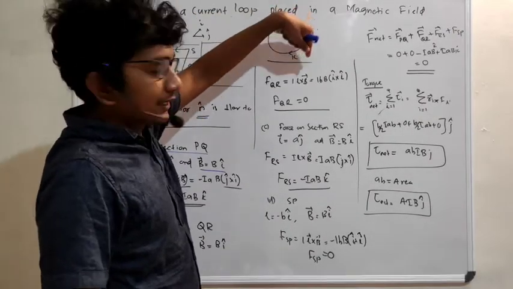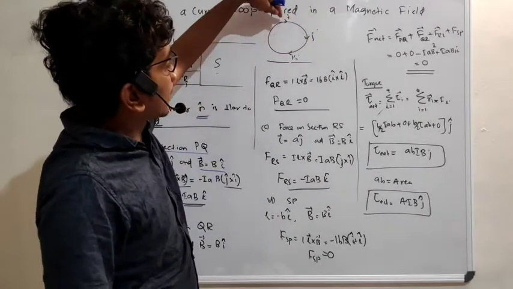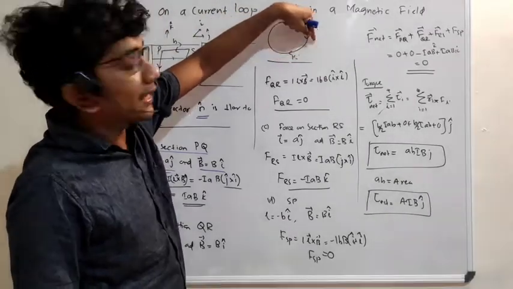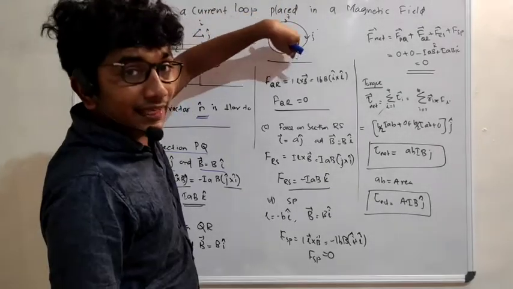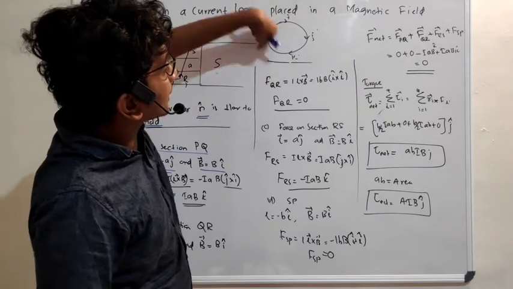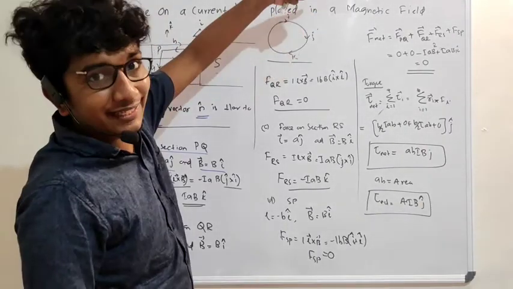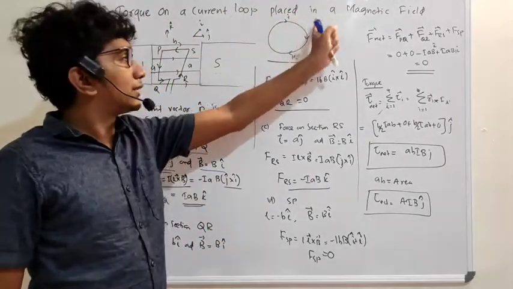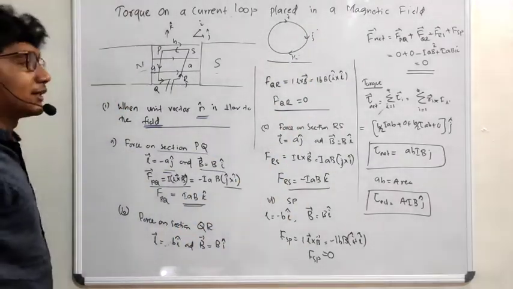So you know this rule, right? i cross j is k, k cross i is j, j cross k is i. But k cross j is minus i, j cross i is minus k. You got it? Okay. So k cross i is j, i cross k is minus j. And i cross i is 0, j cross j is 0, k cross k is 0. I think you all know about this.